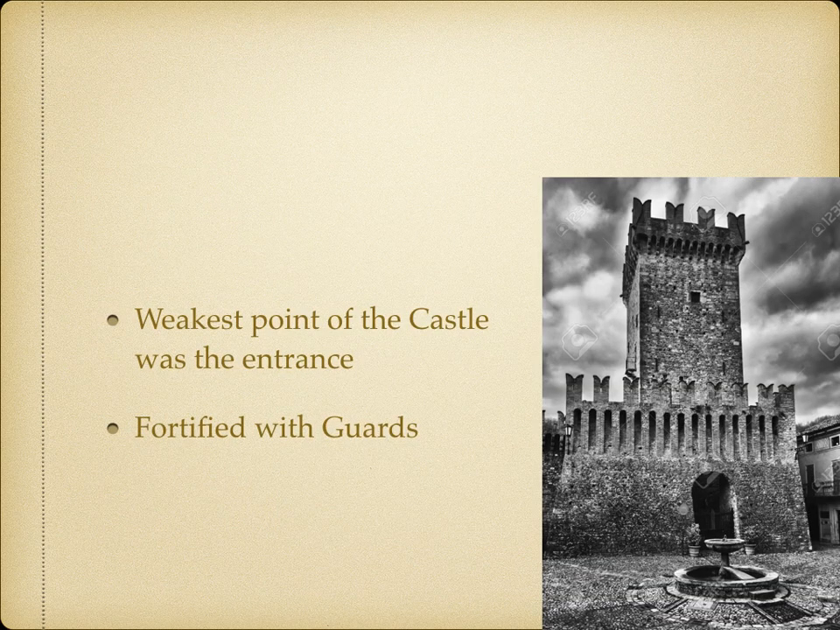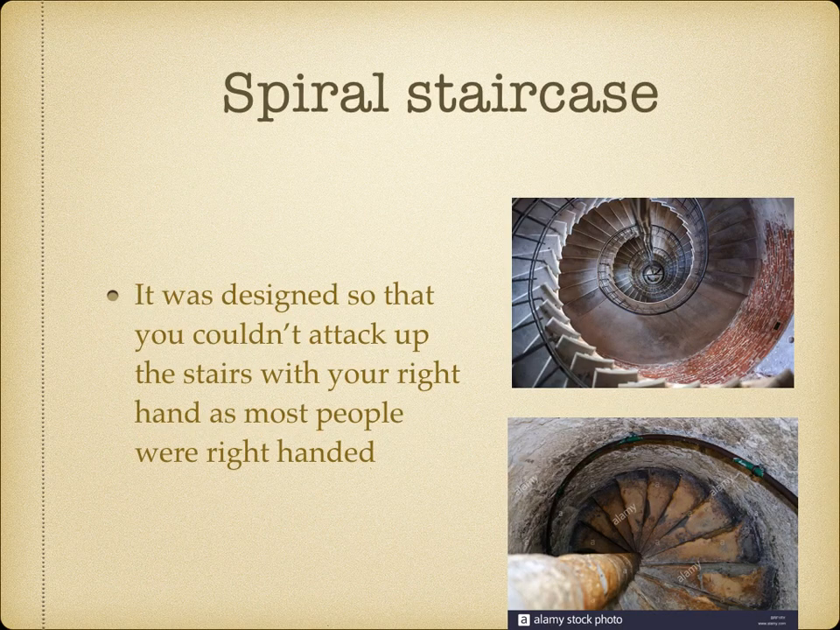However, the weakest point of the keep was the entrance, which would be located here, so they fortified the entrance to make it harder to break into the keep. And if you did get in, you had to fight your way up narrow spiral staircases that were designed to make it difficult to attack as you went up the stairs. It was designed so that you couldn't actually attack with your right hand, as most people were right-handed.